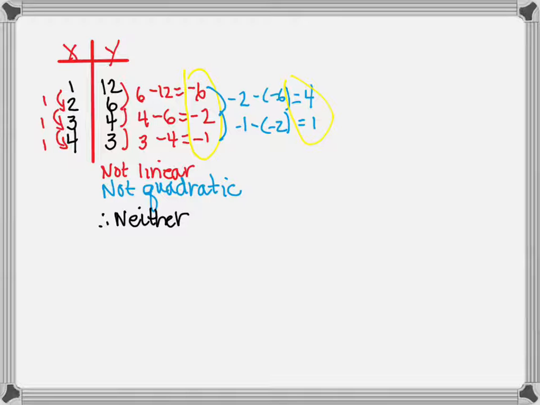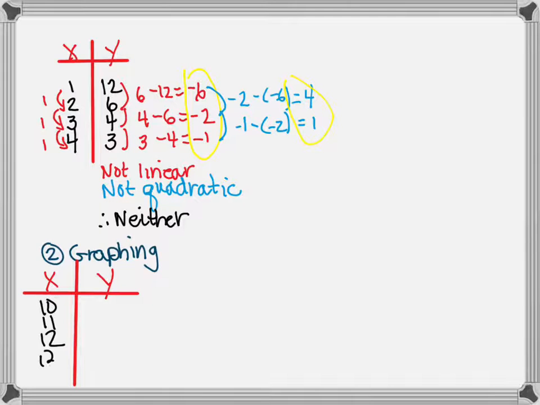So that was the first method, using finite differences. The second method is to look at a graph of the data, and that can give us a feel for whether it's linear or quadratic or neither. But this method is not as exact as looking at finite differences.